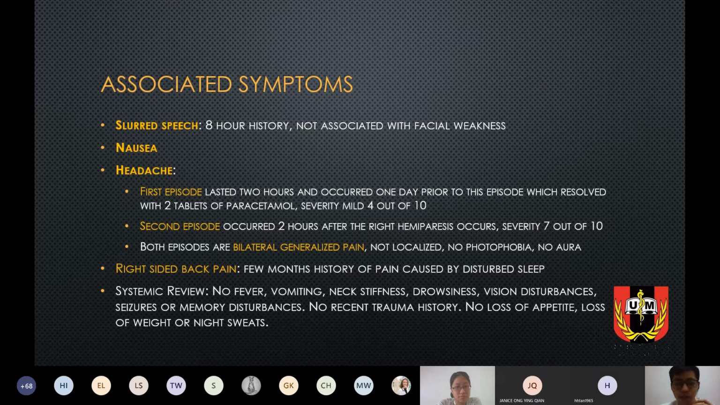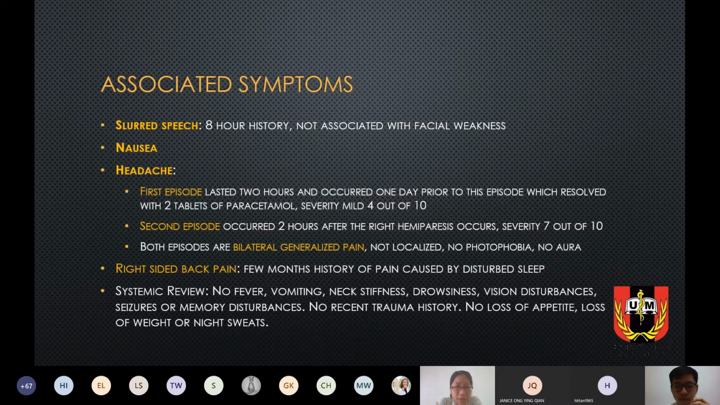Doctor, you mentioned wanting to ask more about the right-sided back pain. May I know why, doctor? Not sure how relevant it is, but if it's a young patient with headache and also a stroke, that back pain might suggest that she might have thrombosis elsewhere in the body. Which may involve rare places like the spinal artery that can give you some back pain, and also lower limb weakness as well.